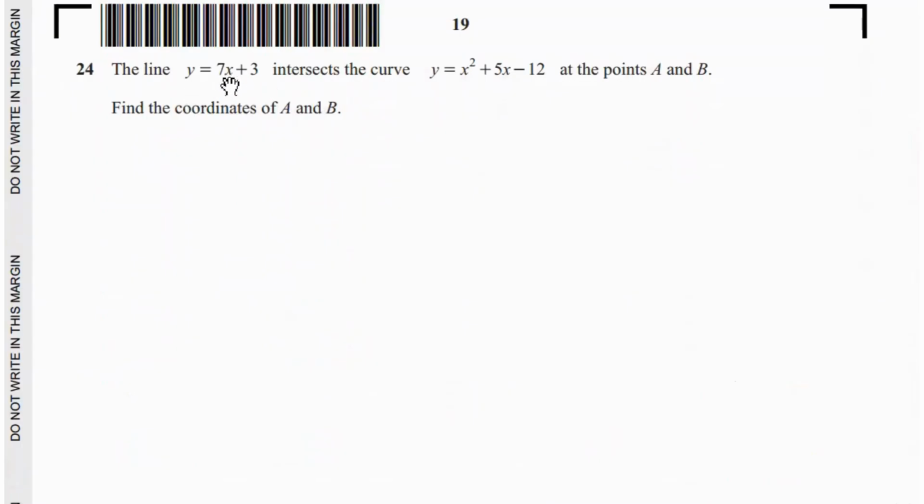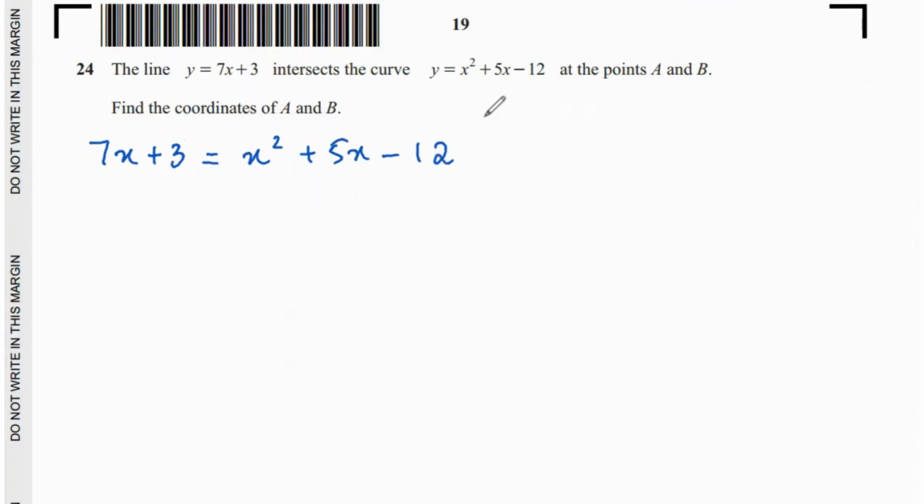Then the line y equals 7x plus 3 intersects the curve y equals x squared plus 5x minus 12 at the points A and B. Find the coordinates of A and B. So if they're intersecting, that means they have a common point which we're trying to find. So we can put the equations equal to each other. 7x plus 3 equals x squared plus 5x minus 12.